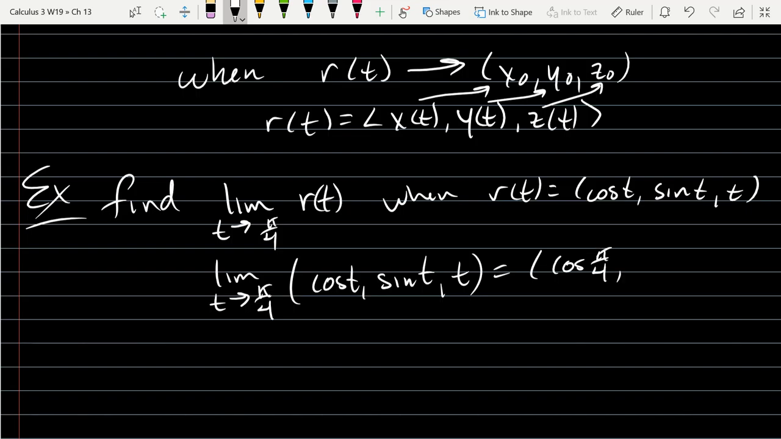R of t is a vector, or a point. It doesn't matter what you think of it as. Whatever works at the time. So we have 1 over square root 2, 1 over square root 2, pi over 4. All right, so that's our limit right here.